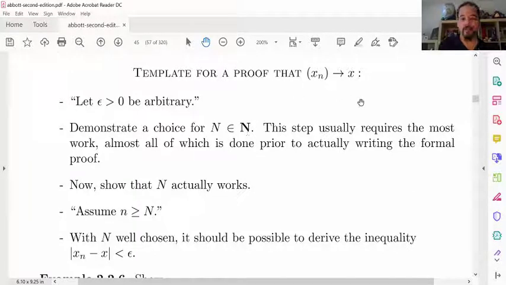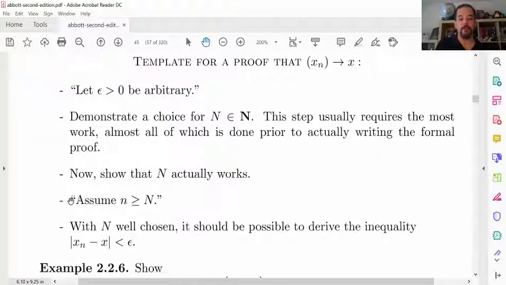And like it says right here, this step usually requires the most work, almost all of which is done prior to actually writing the formal proof. They're precisely talking about that discovery box that I did, okay? And then next, once you know what is that capital N that you think is the one that's going to work, you show me that it works. How do you show me that it works? You start by saying pick little n bigger than capital N, and then if you chose the capital N appropriately, you should be able to obtain this inequality, right? That |xn minus x| is less than epsilon, which is equivalent to xn belongs to the epsilon neighborhood around x.